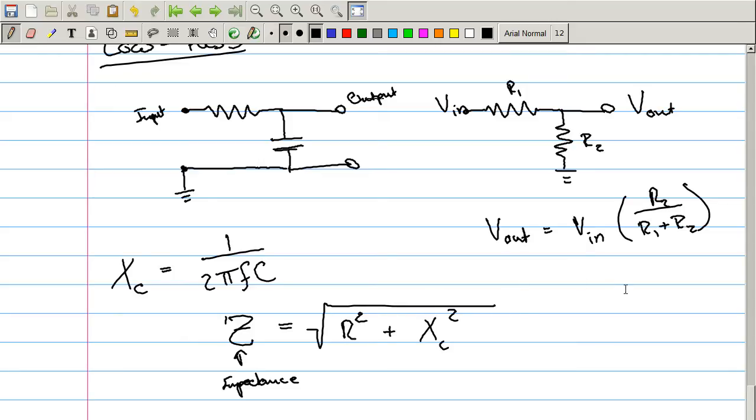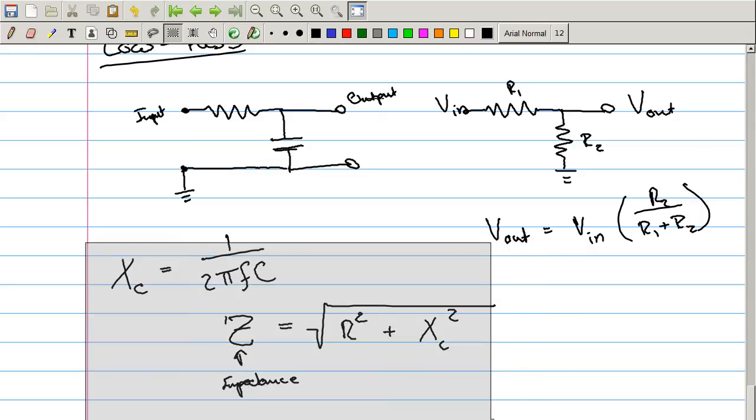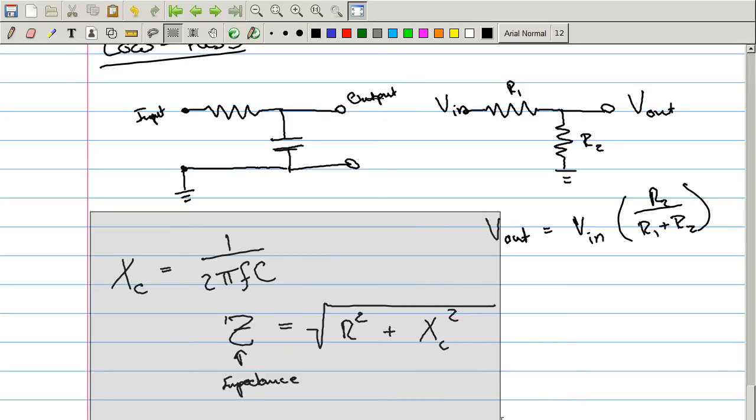So with that, I'm going to move on to the next page. I'll just copy all of this math. Yeah, that's it. That's a little better. Okay.